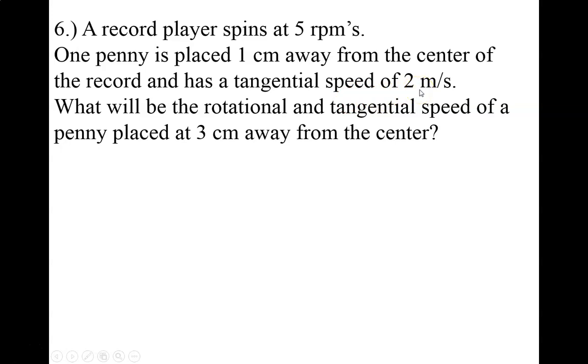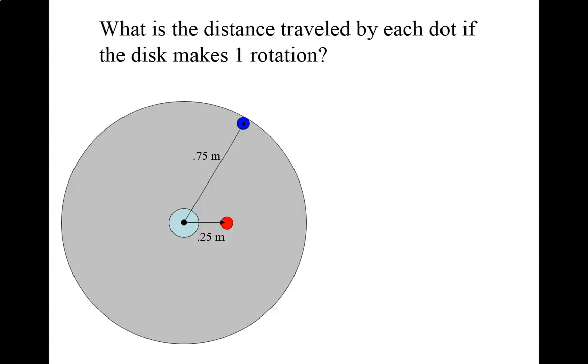So the rotational speed will be the same. That'll be 5 RPMs, and the linear speed, the tangential speed of the outside penny, will be 6 meters per second.